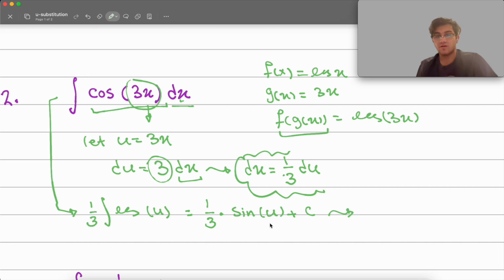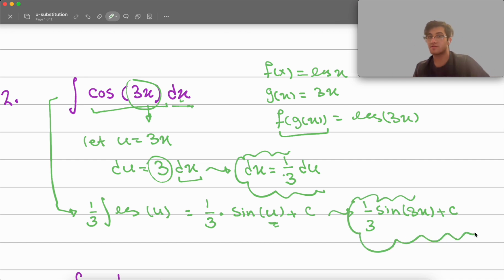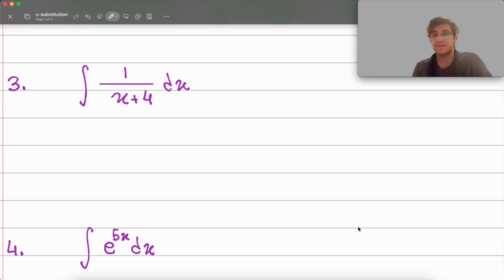But now the integral is in terms of x. This is not enough because this is in terms of u. I have to back substitute it to get the evaluated form in terms of x. So this is going to be 1/3 sine of 3x plus c. And the problem is solved. So let's move to the next one.